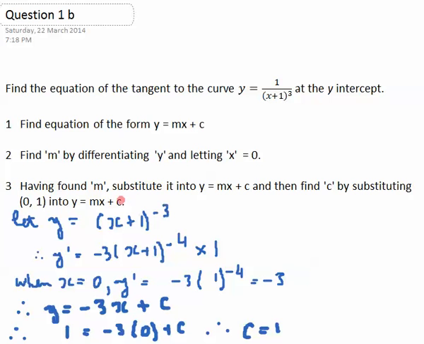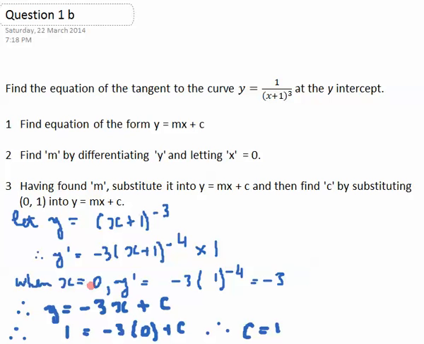So firstly, we've got to put our equation into calculus friendly form, so we can do that by just taking this all upstairs and reversing the sign of the index. The differentiation is achieved by using the function of a function rule, or the chain rule, and we take that negative 3, put it out front, reduce the index by 1, leave what's in brackets as it is, and times by the derivative of what's in brackets, which happens to be 1.